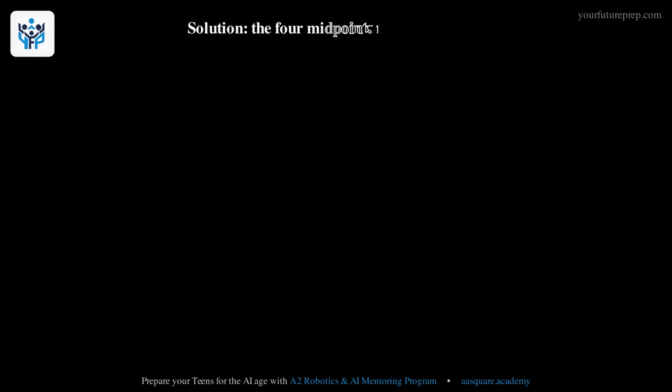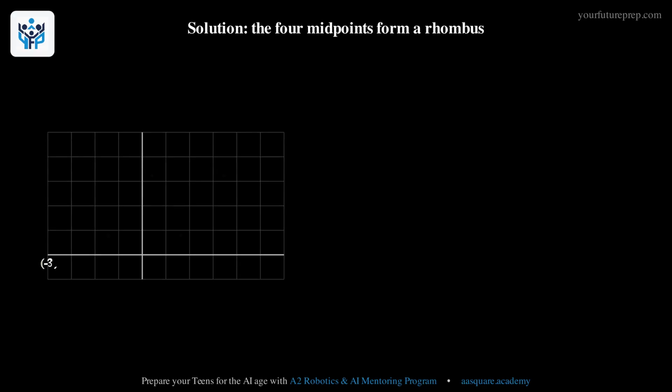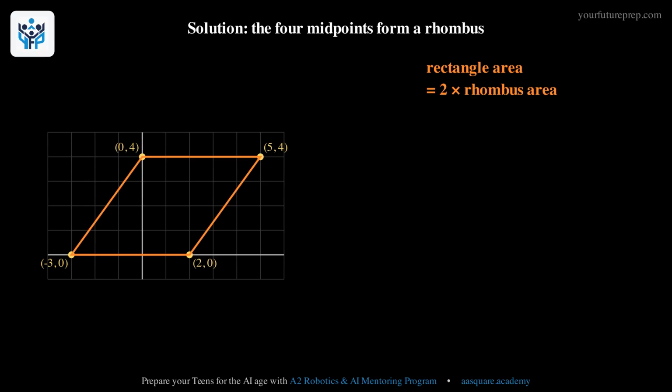Let's plot the four midpoints on a grid. Connecting them in order gives a four-sided figure. Here is the key fact. The midpoints of the four sides of a rectangle always form a rhombus. And there is a beautiful relationship. The rectangle's area is exactly twice the area of this rhombus. So if we find the rhombus area, we just double it.